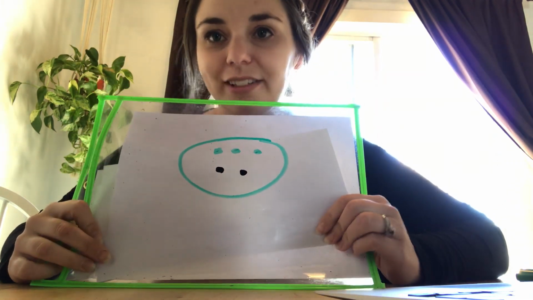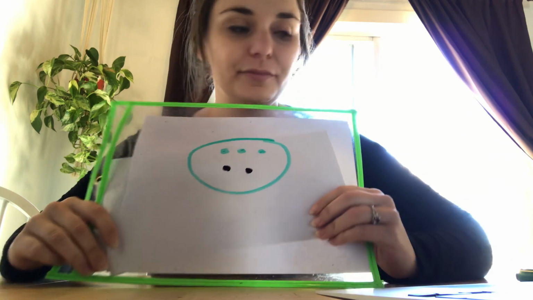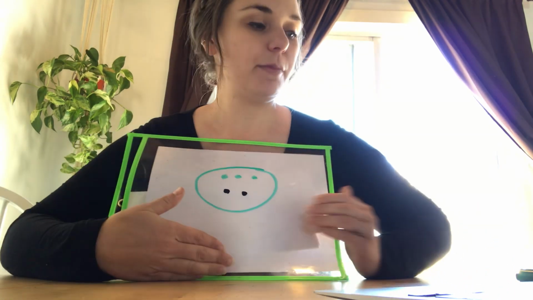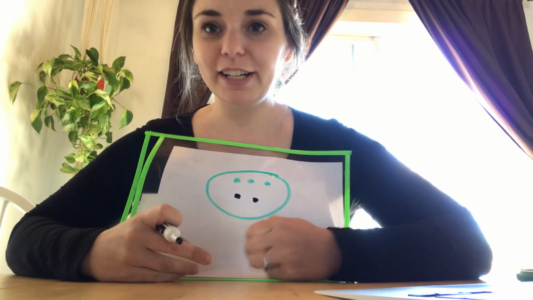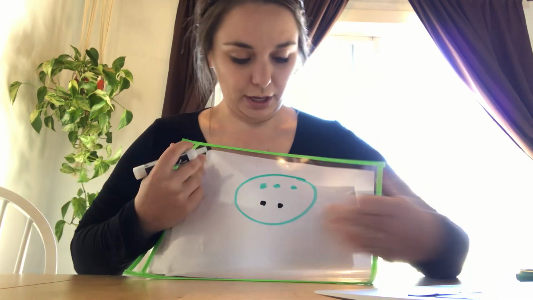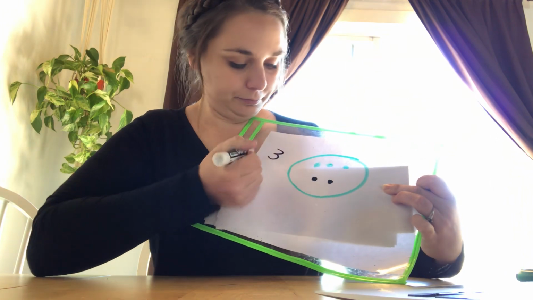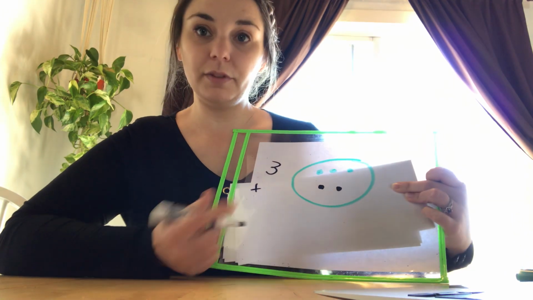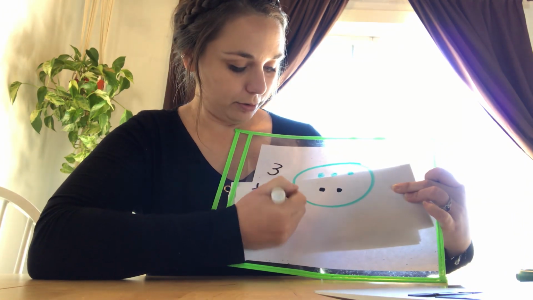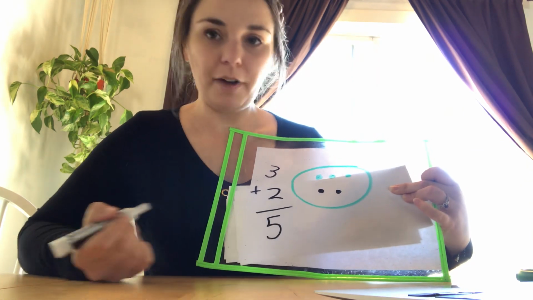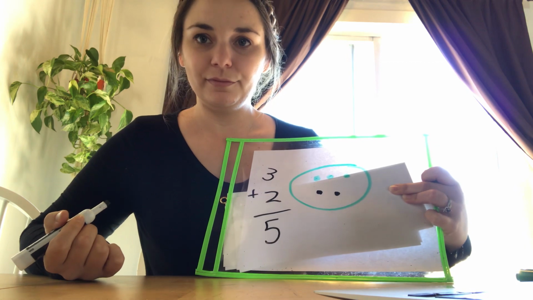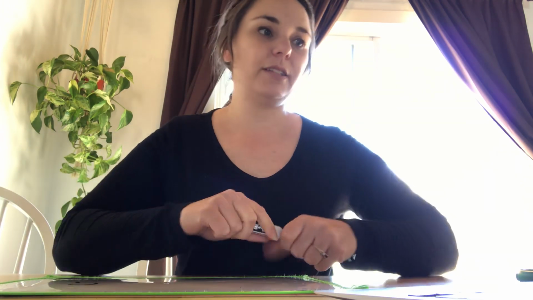How many all together? Can you count them all up? How many are there? Did you say 5? Good job. Let's write an equation. There was 3 frogs plus 2 toads equals 5 altogether. Good job, friends. Let's do our next one.